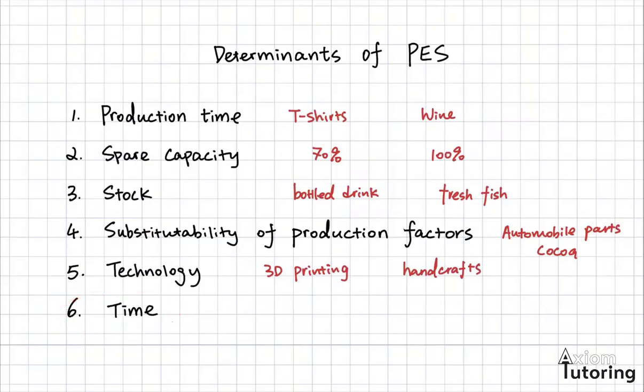PES depends on whether we are looking at the short run or the long run. A high PES example is housing in the long run. Over years, developers can build more houses in response to price increases, making supply more elastic in the long run. A low PES example is housing in the short run. You cannot instantly build more homes, so supply is inelastic in the short run.